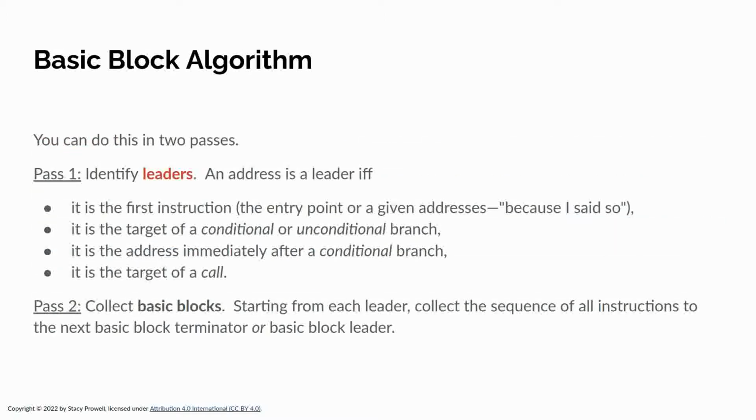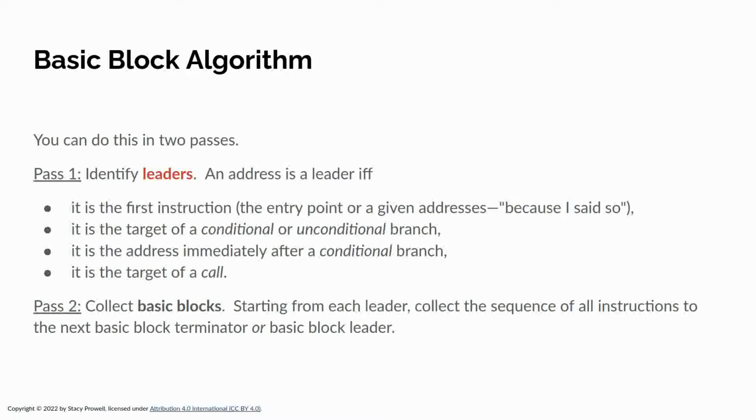So how do you find basic blocks? There's a simple algorithm to do it. In pass one, you identify what are called basic block leaders, the first address of an instruction in your basic block. And a thing could be a leader because it's the first instruction, right? The first instruction at the entry point of your program, clearly a basic block leader because that's where you go. So that's just your given address. We're going to just say that is a leader.